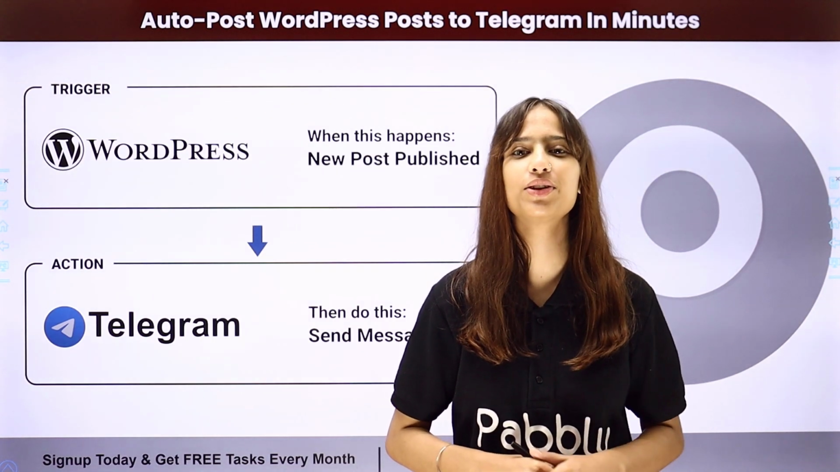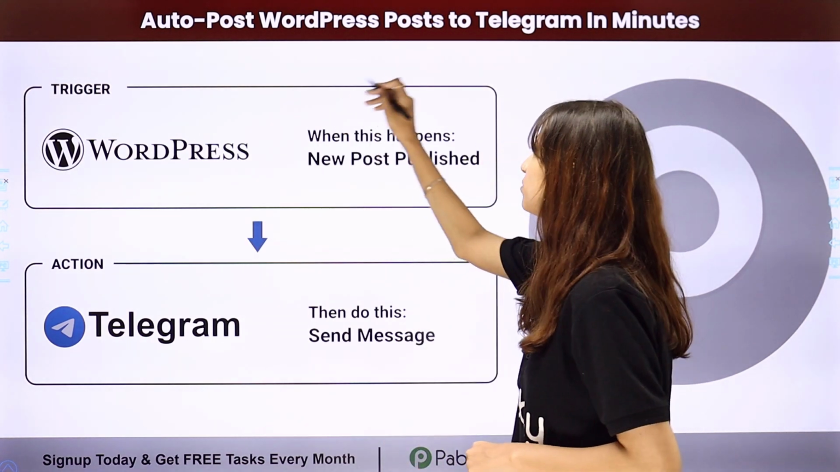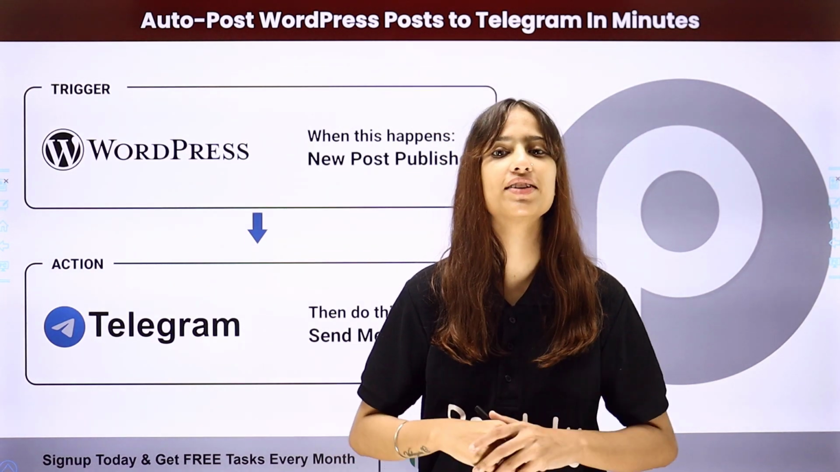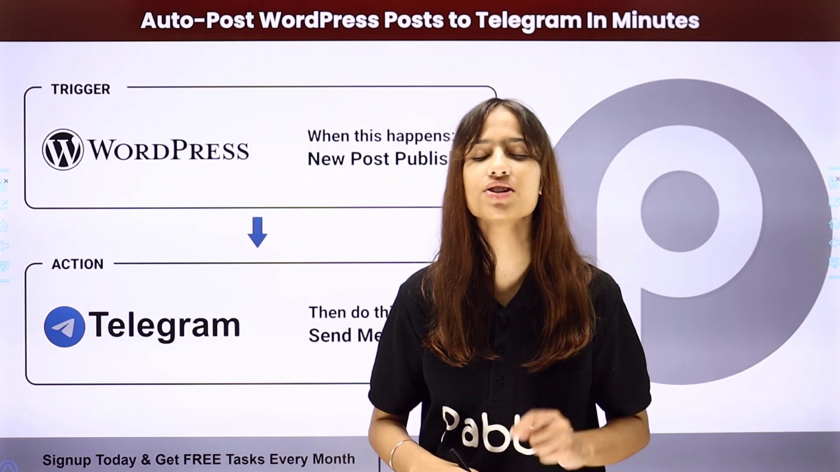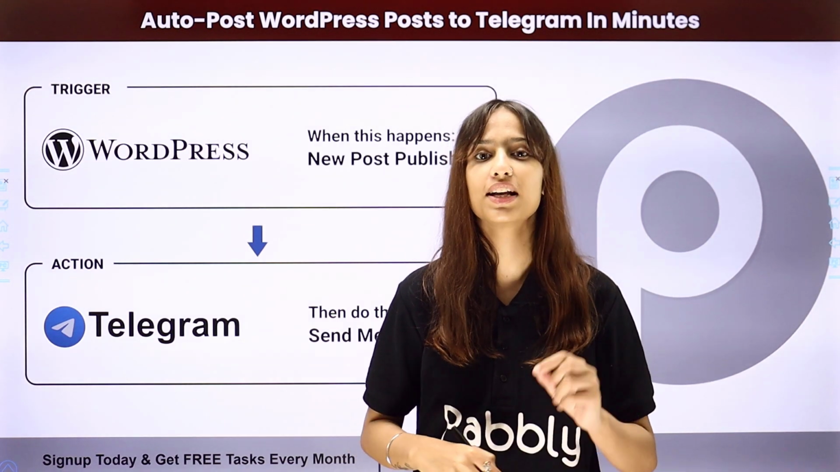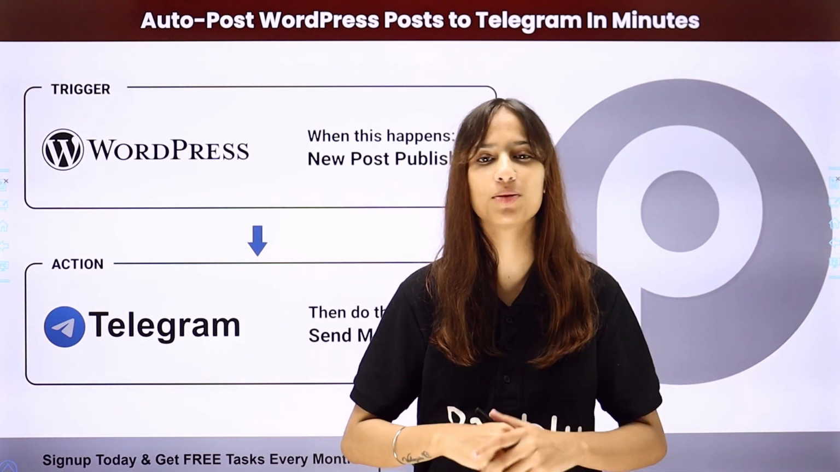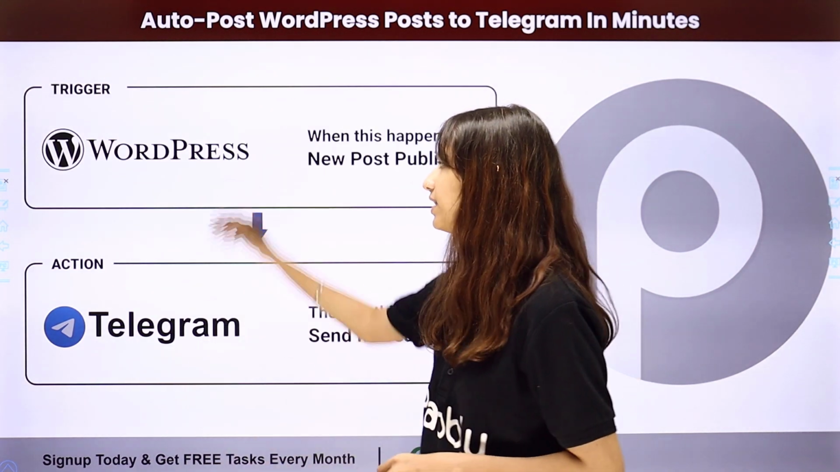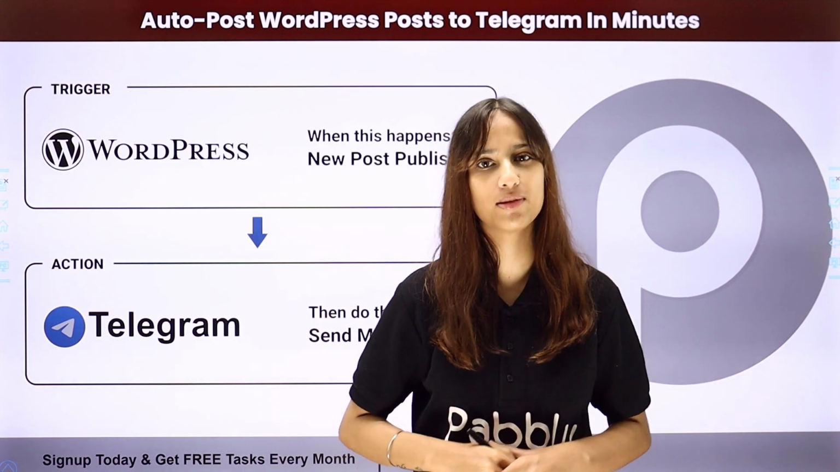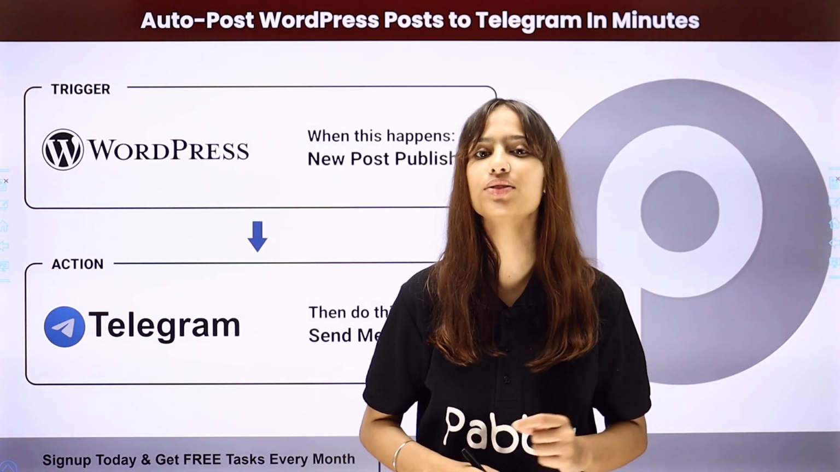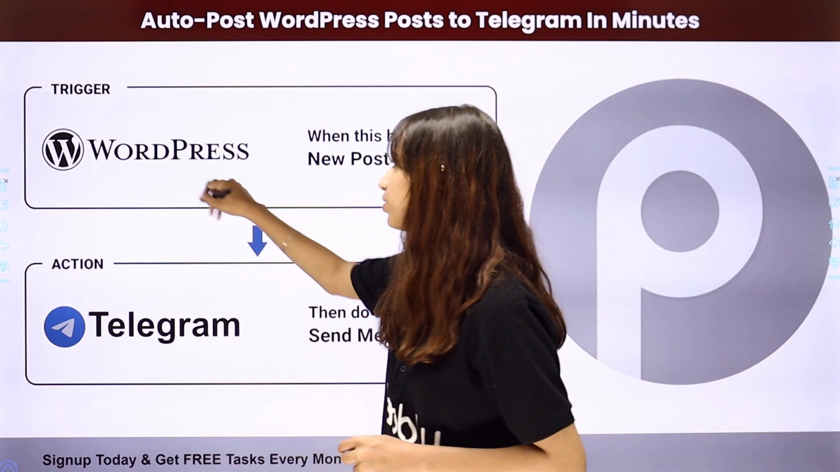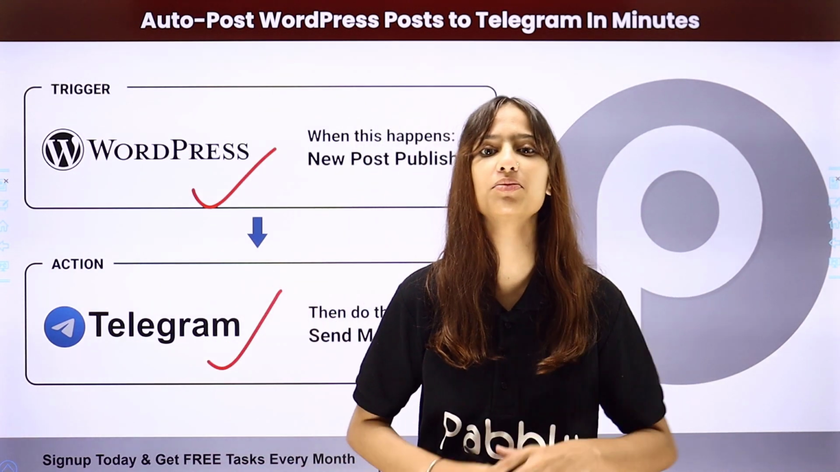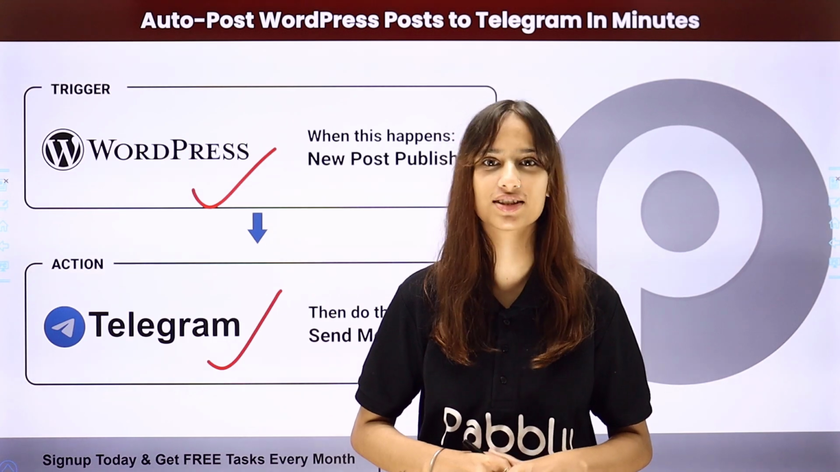So in today's video, we are going to understand how to auto post WordPress post to Telegram in minutes. So here my objective is that whenever I am going to publish a new post on WordPress, then I want to share the same post on my Telegram group. So now to do this, I need to build an integration between these two applications, for which I will be using Pabbly Connect. So here to do this, my trigger application will be WordPress and my action application will be Telegram. So if you want to learn more about this integration, follow me through the screen.